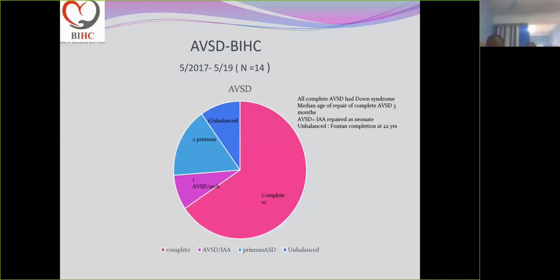There were two cases of primum ASD and one unbalanced AV septal defect in a 22-year-old man who had a Fontan completion. So they come in all forms and varieties. The complete AV septal defects underwent surgery at a median age of 3 months, whereas the interrupted aortic arch will compel you to repair the AV septal defect in the newborn period itself. When it is an unbalanced canal, you take them through the single ventricle tract. In this particular case of unbalanced AV septal defect, this was a neglected patient who underwent completion at 22 years of age.